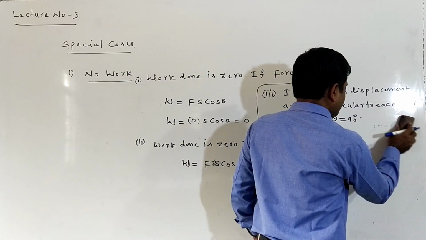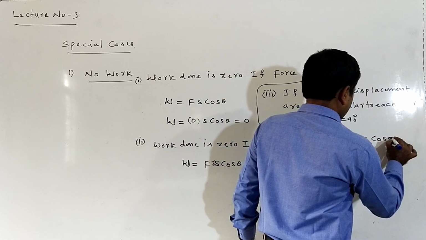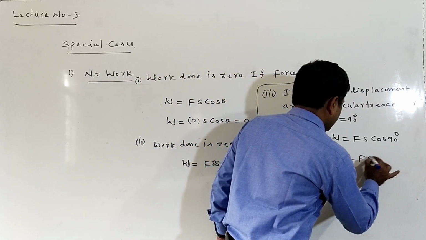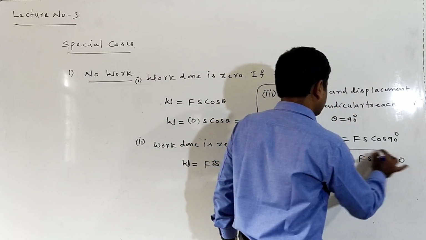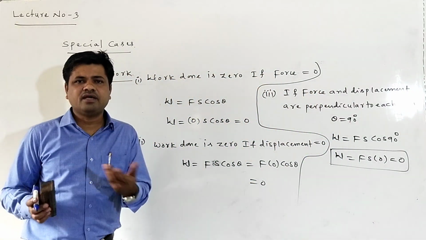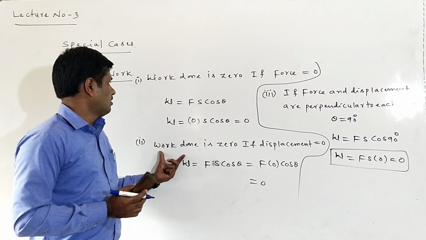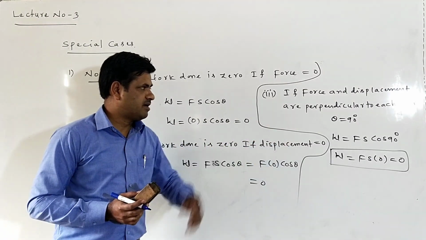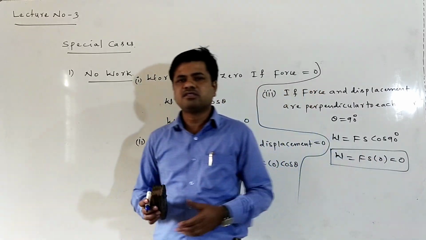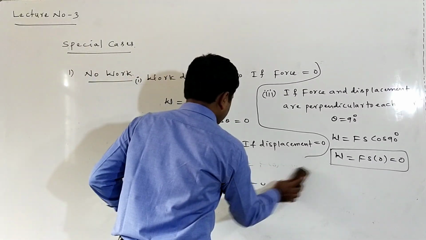Now theta is equal to 90 degrees. In this case the work done is F S cos 90. The cos 90 value is 0, so work done is equal to Fs into 0, and we get work done equal to 0. In these three cases there is no work, meaning work done is 0. First, work done is 0 if force is 0; work done is 0 if displacement is 0; and if force and displacement are perpendicular to each other, in this case also work done is 0. These are the three conditions for work done being 0. This is called zero work.